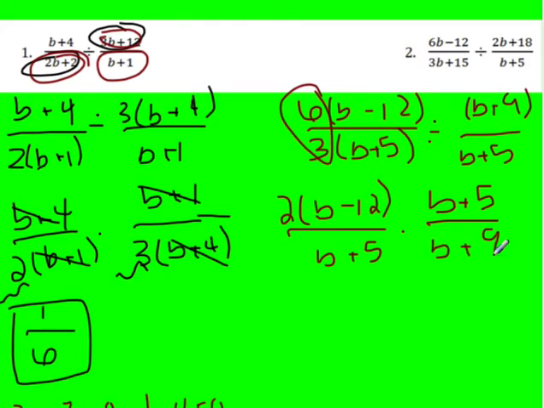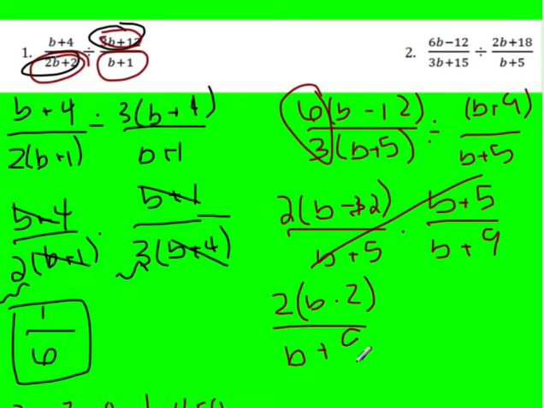So what I notice is I can cancel out the b plus 5s. And so when I do that, oh, this is b minus 2, not b minus 12. Come on, Miss Humbert. I struggled. This should be, okay. So then we're going to have 2 times b minus 2 divided by b plus 9.